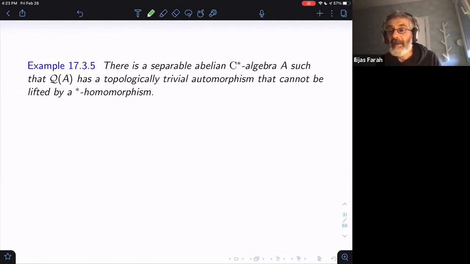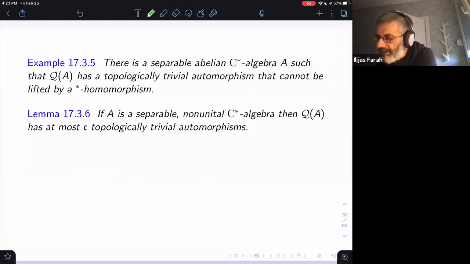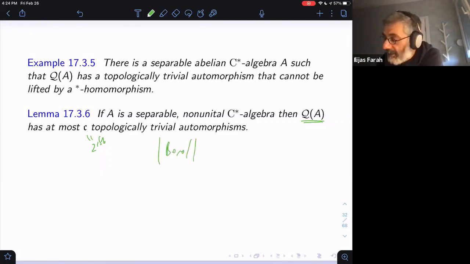Now you may say, well, okay, maybe the right thing to say is lifting by star homomorphism. No, it's not. This is a nice simple example, and we have only a couple of minutes, so I'll just finish with this in the next lemma. If A is a separable non-unital C-star algebra, then its corona has at most C topologically trivial automorphisms, where C is the continuum, 2 to Aleph 0. Why is that so? Well, there are exactly that many Borel sets. If you look at the Borel sigma field, it has cardinality continuum on any Polish space. And this is how many Borel functions there are. So each function gives you at most one of those, so there is a bound on those.